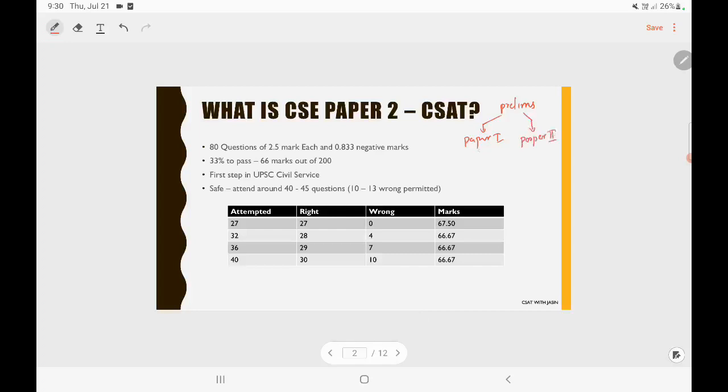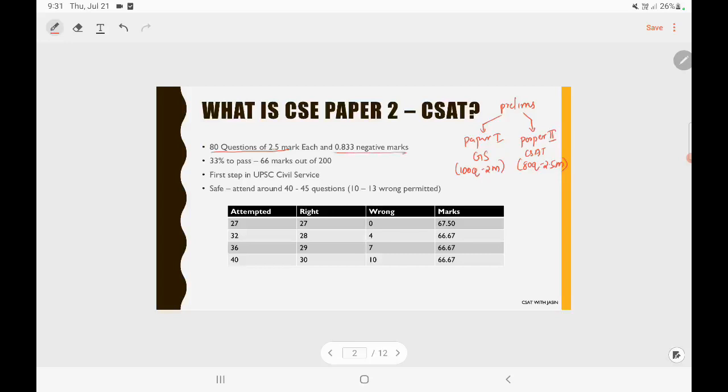Paper 1 is your GS paper or general studies paper. It contains questions from history, geography, S&T, polity, etc. and it is of 100 questions with 2 marks each. And your paper 2 is the CSAT paper, which contains questions from comprehension, quantitative analysis and reasoning, and it contains 80 questions of 2.5 marks each. Okay, so 80 questions of 2.5 marks each, and for every wrong answer 0.83 will be deducted.